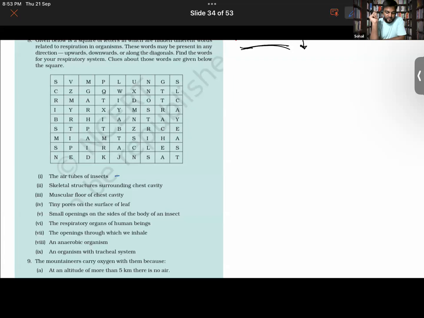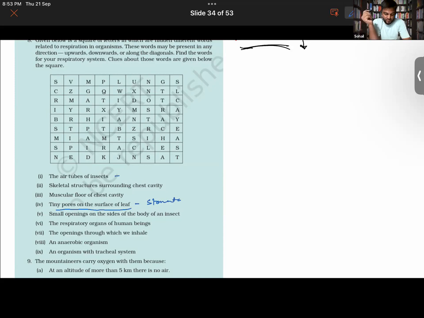The respiratory organ of human beings is obviously lungs. You missed the fourth one: tiny pores on the surface of leaves, that is stomata. Then the openings through which we inhale: nostrils, obviously.